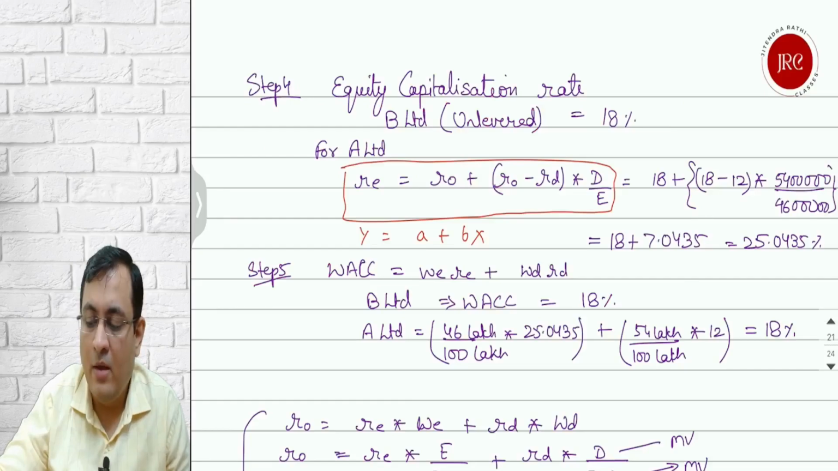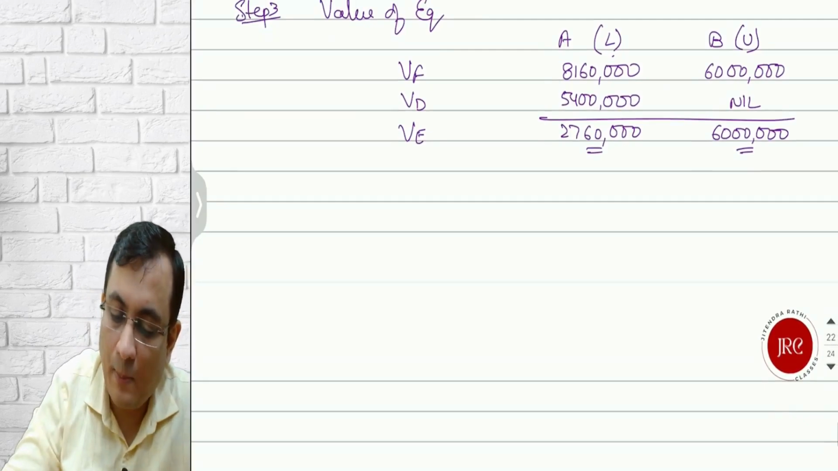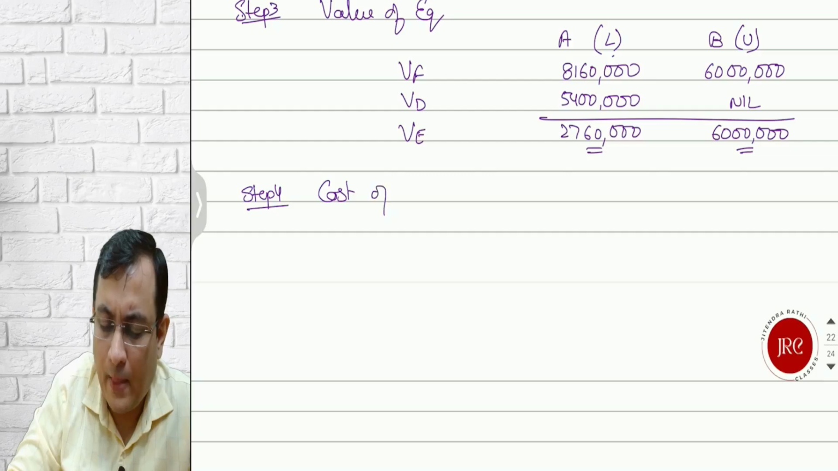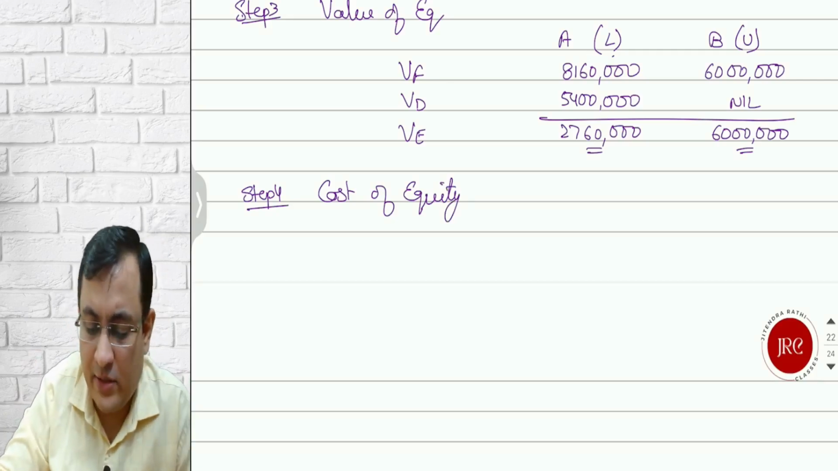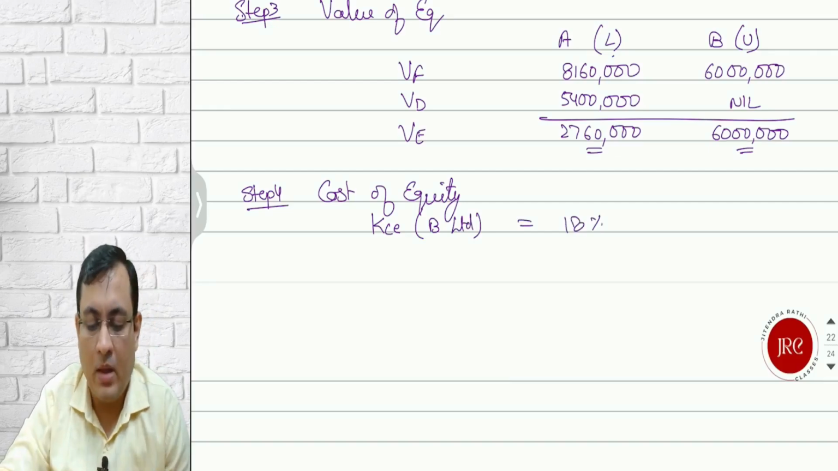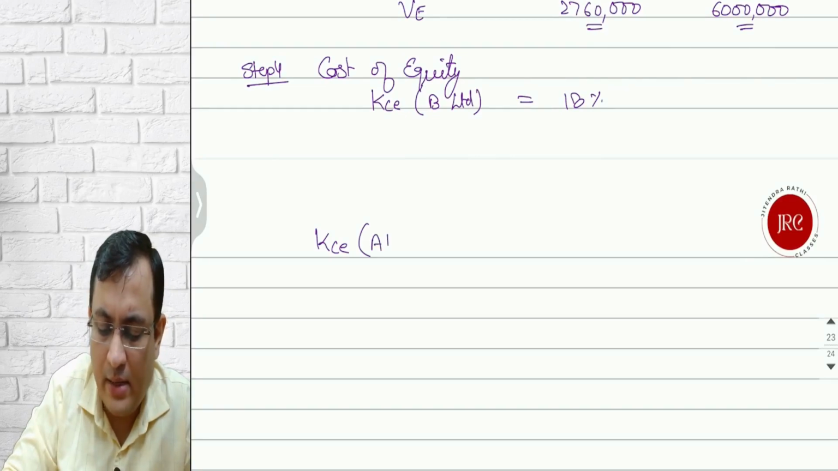Now cost of equity. What is the cost of equity? Step number 4. Cost of equity. First, cost of equity for the unlevered firm. That is already given. Equity capitalization rate KCE for B Limited, the unlevered firm, is already given, 18%. Now the question is, what is the cost of equity KCE for A Limited, the levered firm?